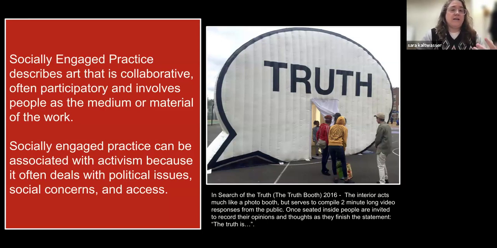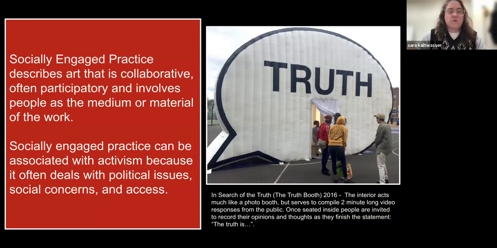You walk in and you do a 2-minute video and you can talk about whatever you want. And then that work is assembled. That's where we see that idea about the audience becoming the collaborator or the co-conspirator, as it were, the co-creator.